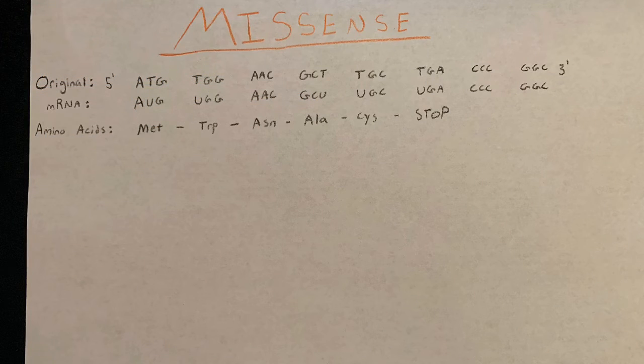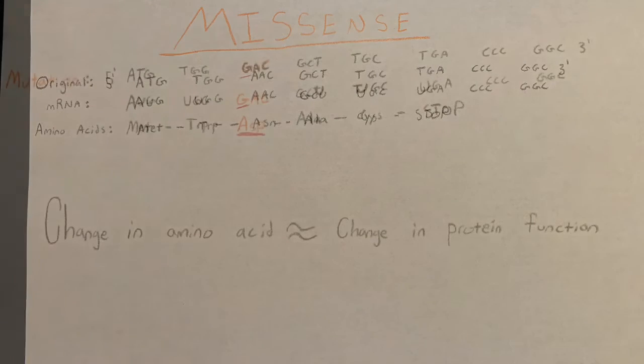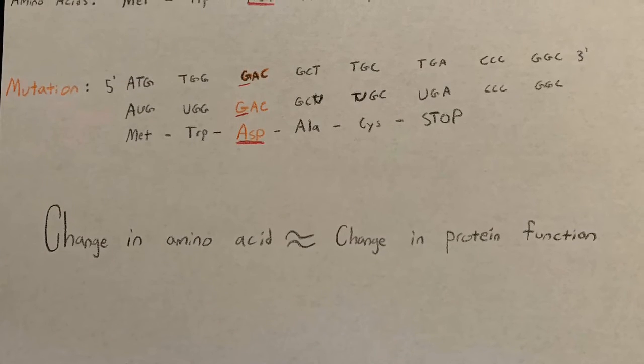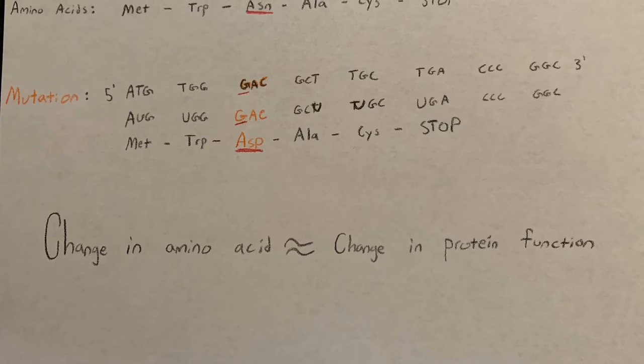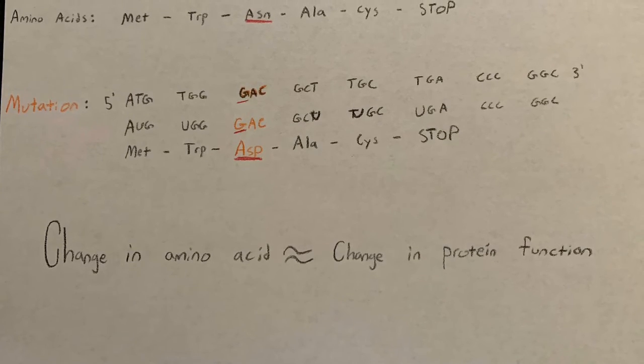The missense mutation normally means that the amino acid that's normally coded is changed. So here we can see that we go from an AAC to a GAC. This changes the amino acid that is coded for, which in turn will normally change the protein function.